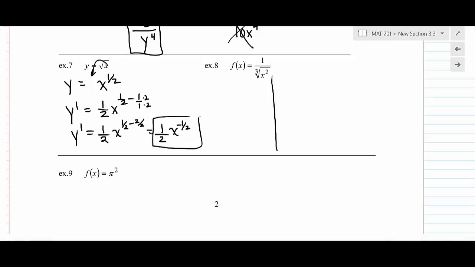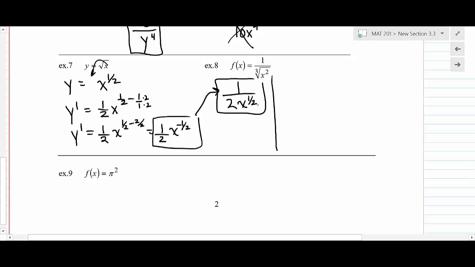Now the other way, if you wanted to make that negative exponent positive, you'd want to also know to take it to this stage. You'd want to say 1 over 2 x to the 1/2. That's another way to write the answer. You could do that. Then you could go further and you could change that back to a square root, so you could write it as 1 over 2 times square root of x.